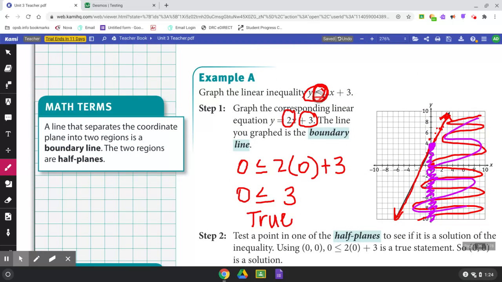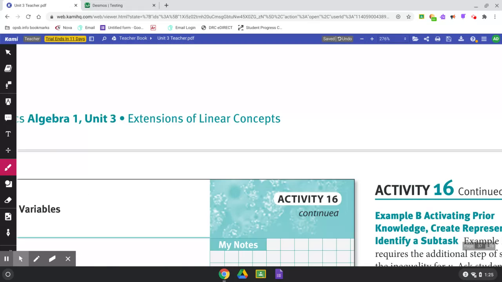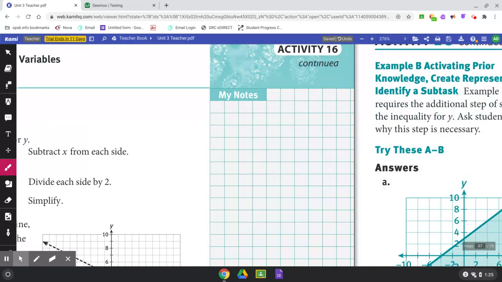You have a solid line underneath less than, so it's a solid line. Greater than or equal to, you have a solid line underneath, so your graph is going to be a solid line. Okay, that's an easy, quick little tip that you can use when graphing to determine if it's a solid line or not.